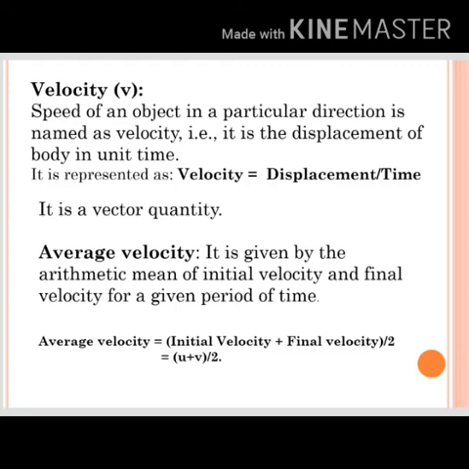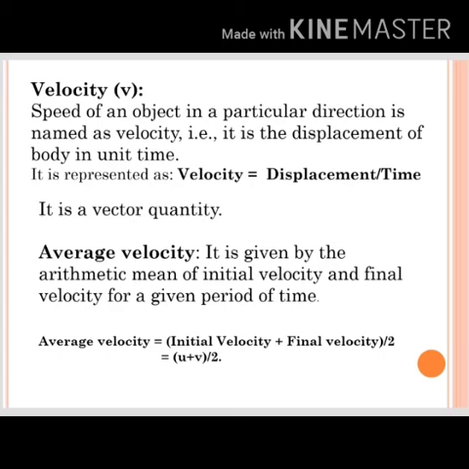Uniform velocity. If a body covers equal distance in equal interval of time, however small this interval may be, in a given direction, its velocity is said to be uniform velocity. So in uniform velocity, a body moves with uniform speed in a given direction. For example, light travels with a uniform velocity 3 into 10 raised to 8 meter per second through vacuum.